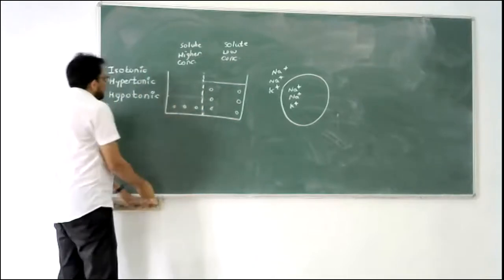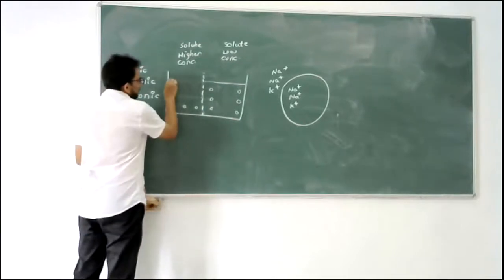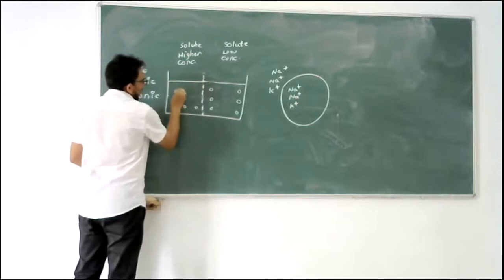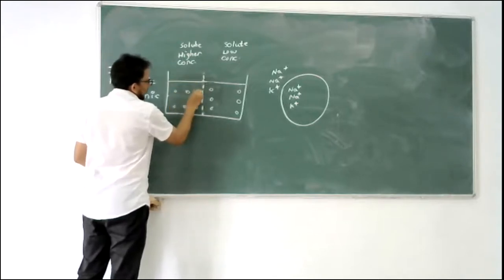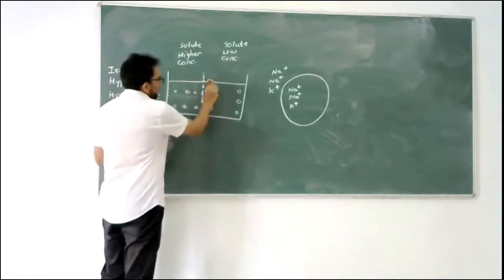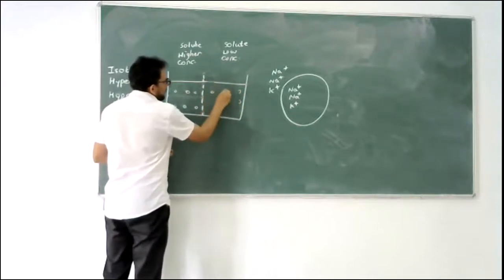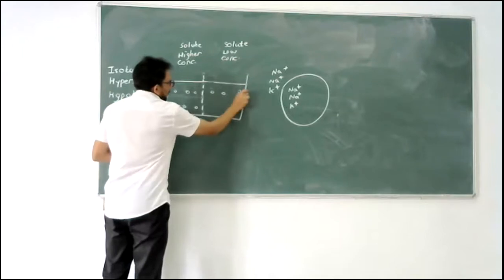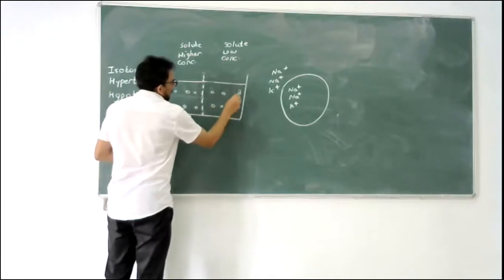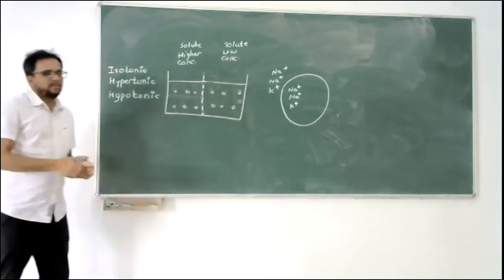Now, that was the isotonic, right? And let's say you have these 6 molecules. It doesn't matter how you draw them. They just have to be equal in number if you are showing them. Okay, so this was the example of isotonic.